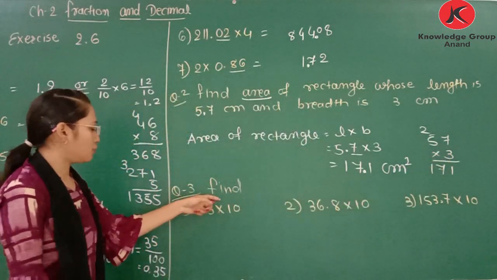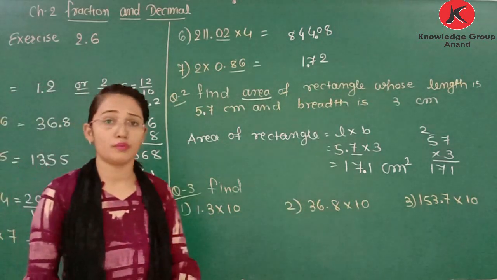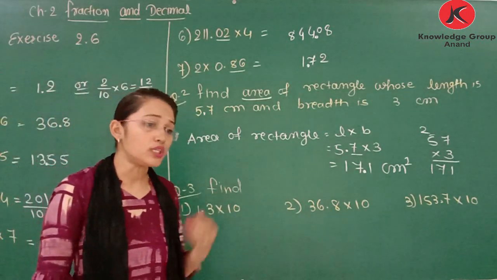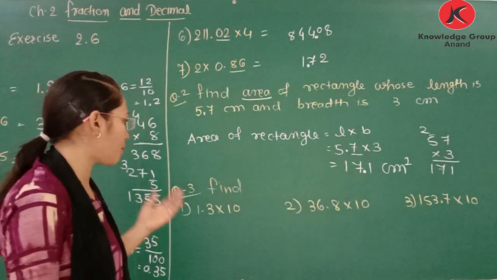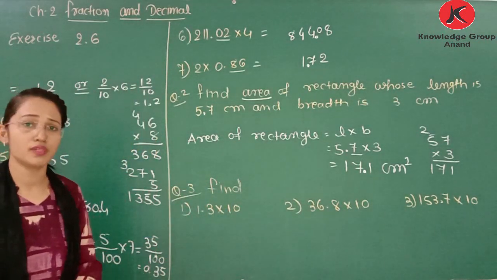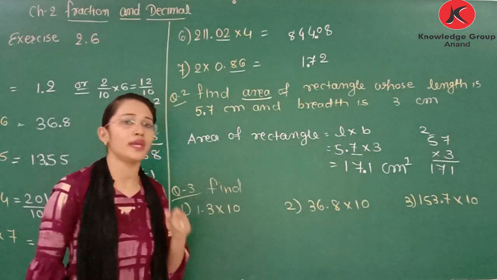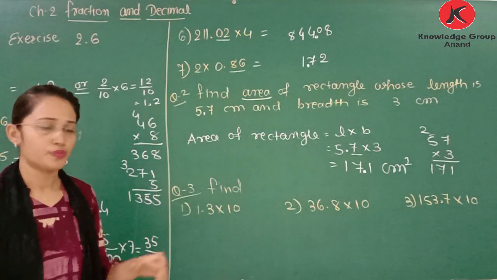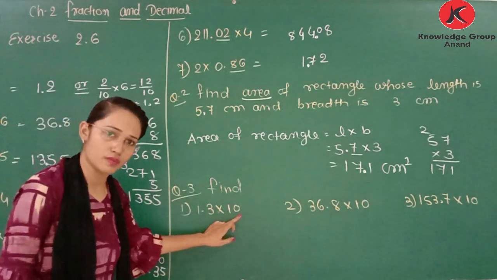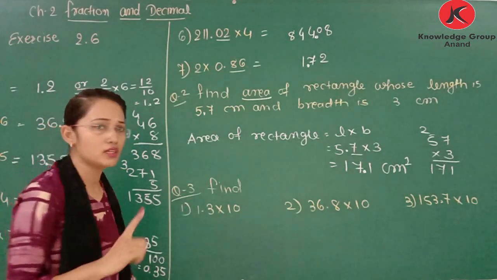Find 1.3 multiply 10. Already I explained whenever it is a multiplication by 10, 100 and 1000, what we have to do? Move the decimal point to the right by as many places as the number of zeros. So here how many zeros are in the multiplier? You can see here 1 zero. So it means you need to move the decimal point to the right by one step.